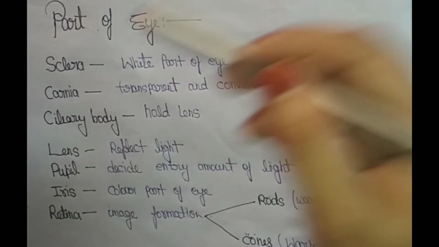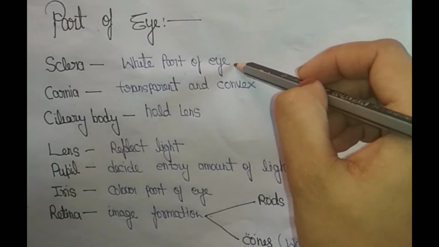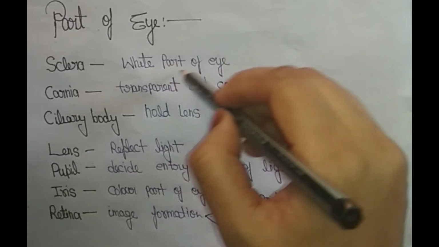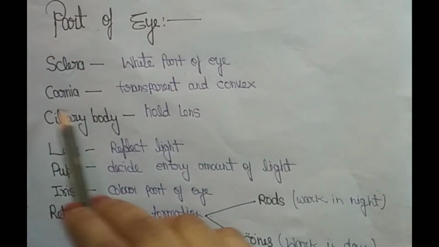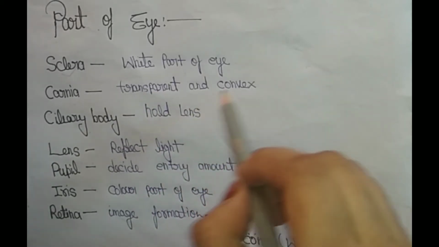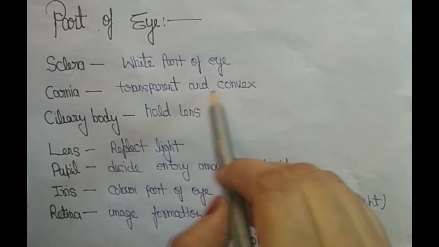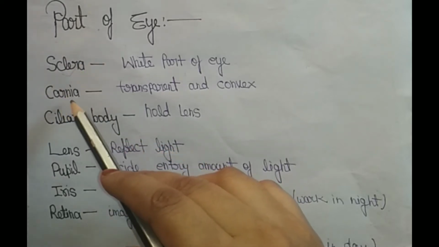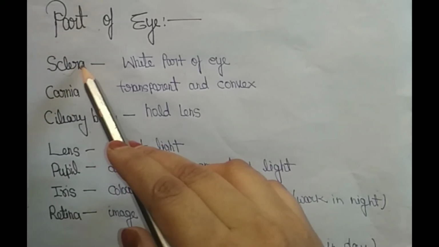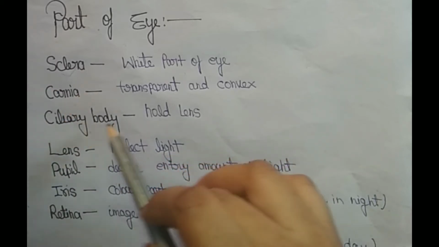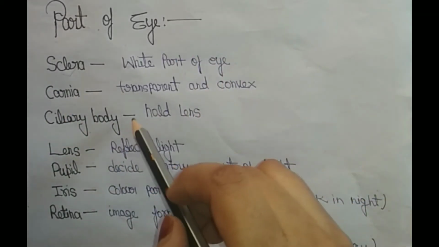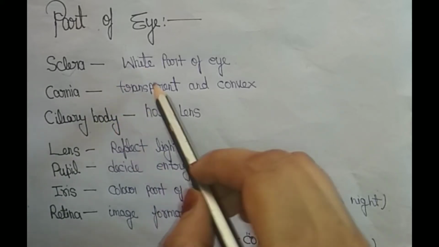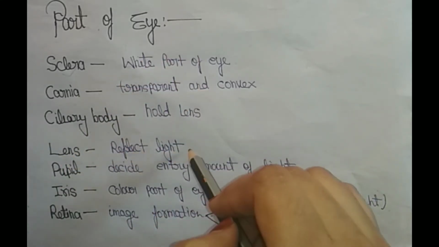One by one, let's discuss them. Sclera is the white part of our eyes. The eye has a broad white area, and that white part is called the sclera. The cornea is the transparent and convex part of our eyes. It is a part of the sclera, but not like the sclera, because the sclera is hard and the cornea is very soft. The ciliary body holds the lens, which hangs and is held by it, and that is its only function. The lens's function is only the refraction of light.